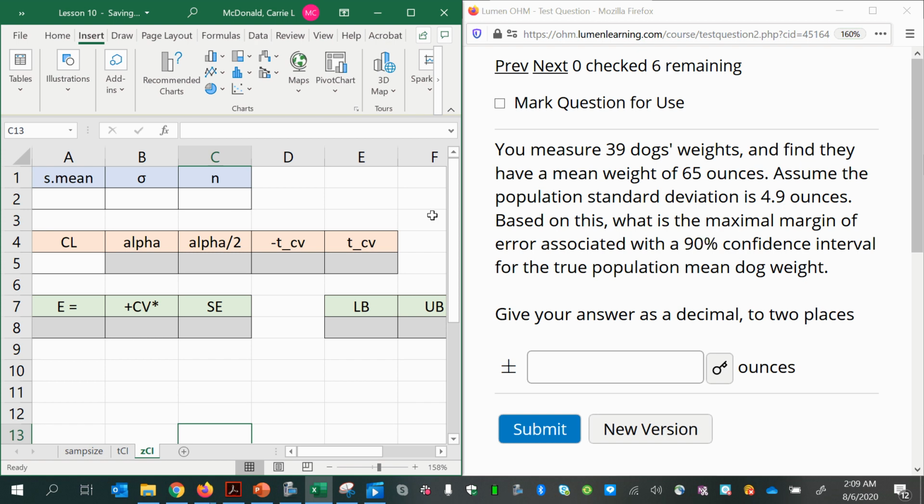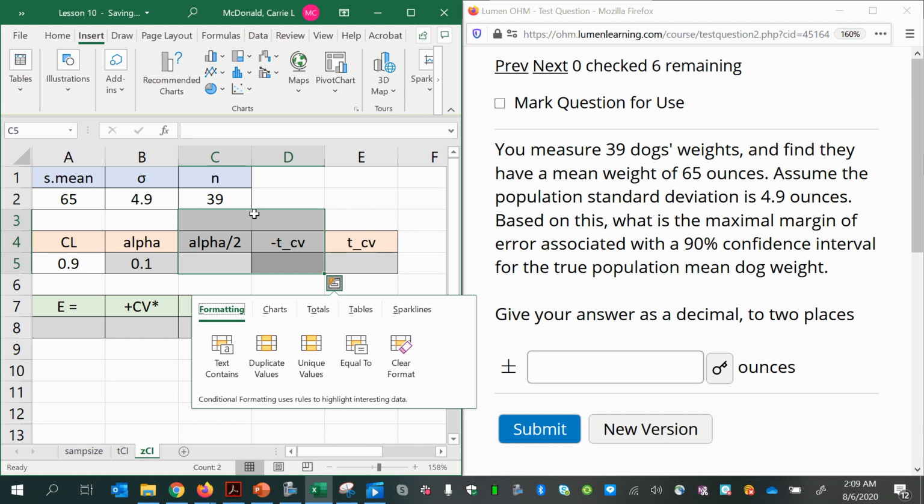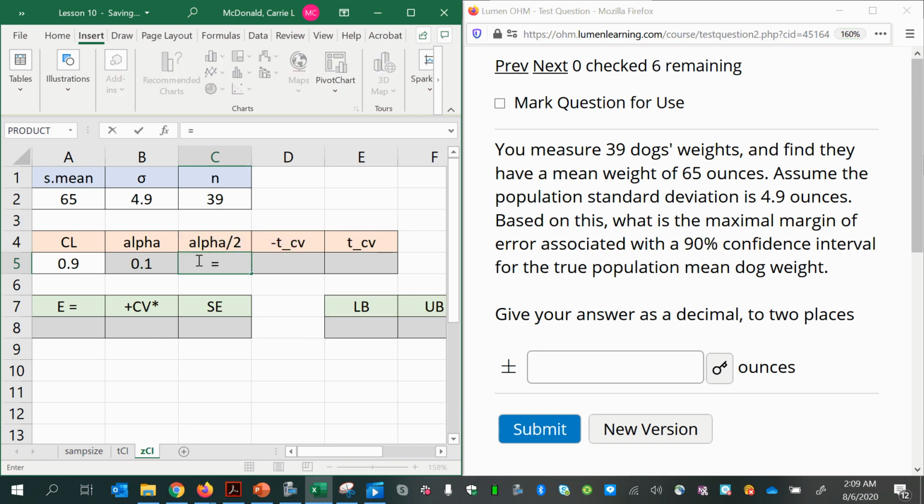We have a standard deviation and a mean given, so let's put that in. So we have the mean of 65 and the standard deviation of 4.9. The sample size is 39 dogs that we're measuring their weights, and the confidence level is 90%, so we'll put that in as 0.9. Then the tails would have a total area of 1 minus the confidence level. The individual tails will each have an area of half of this alpha.